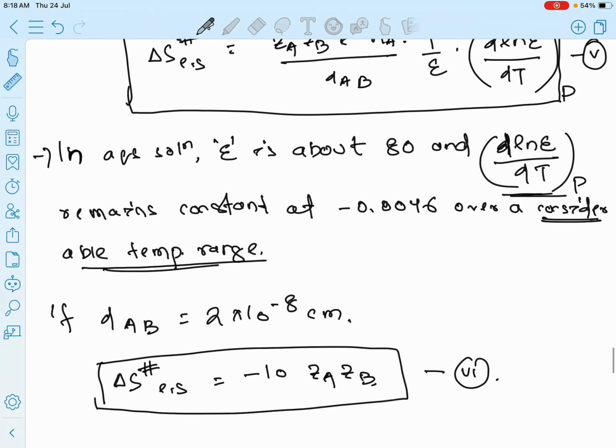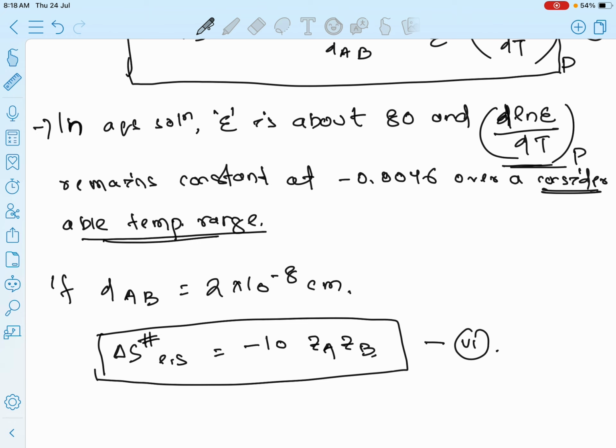So this entropy of activation is talking about the frequency factor if we compare with the Arrhenius theory. And what does this entropy of activation say? It says actually, if we change the product of the charges of the ions, that is ZA ZB, by 1 unit, then the entropy of activation will decrease by 10 units.